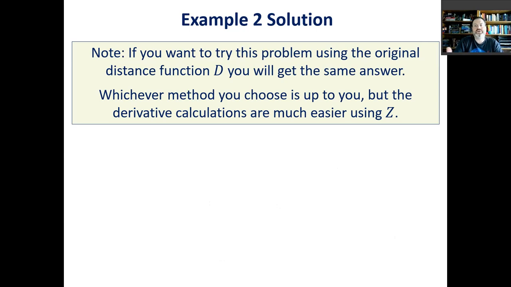So again, I put this in the notes. If you don't like this squaring method, it'll work every time. But if you don't like it, anytime you have a distance, you can use this. Okay? You're going to get the same answer. You can use any method you want, but the derivative calculations are much easier using z. So just keep that in mind. It's going to be better for you in the long run, or maybe even the short run, to learn a new technique, because it makes these problems easier. None of these problems are easy, as you've already seen.